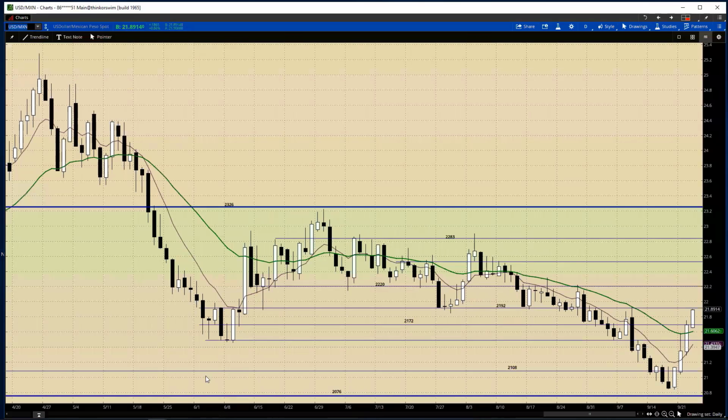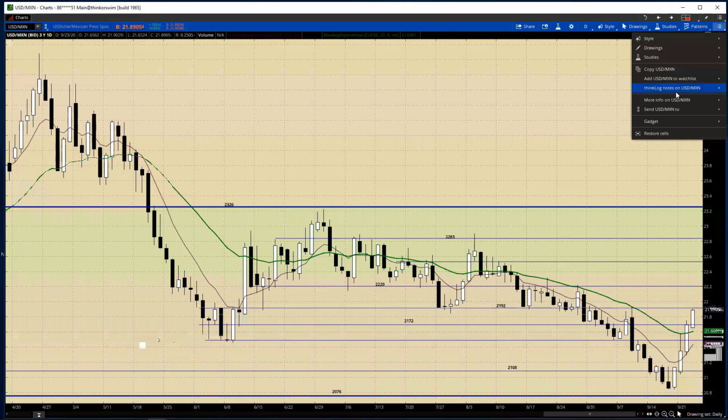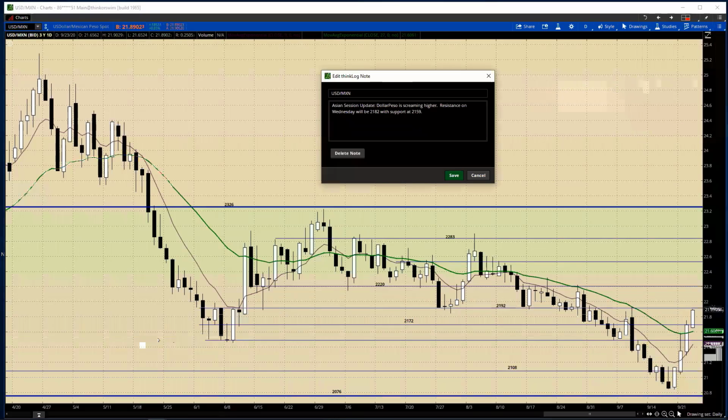Onto the peso. And this thing has been bananas. I can't believe this. Look how much we've rallied. I mean, this is huge. And it's already taken out the other resistance that I had from the Asian session. It's crazy. The dollar peso is screaming higher.